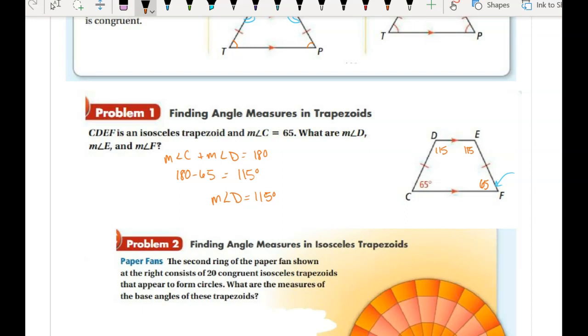Now, how did we know that the measure of angle C plus the measure of angle D was equal to 180? Well, there's a couple of ways. If we were to extend this, DC is my transversal, CF and DE are parallel, so same side interior angles, the sum is 180 degrees.